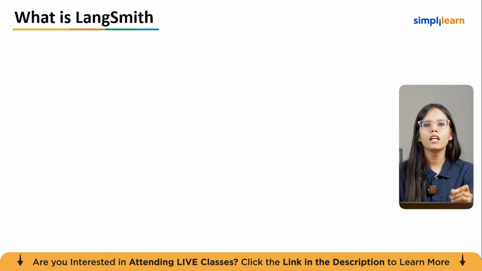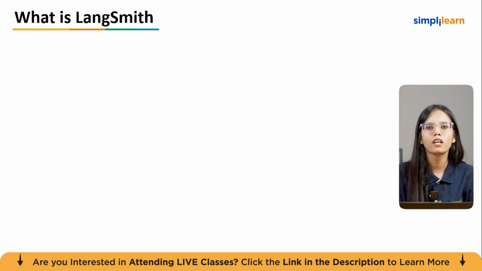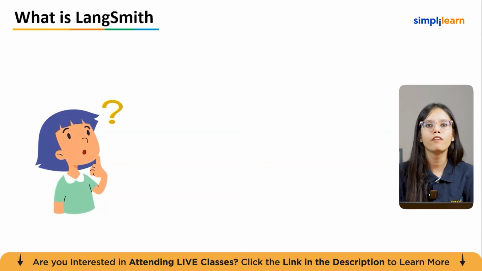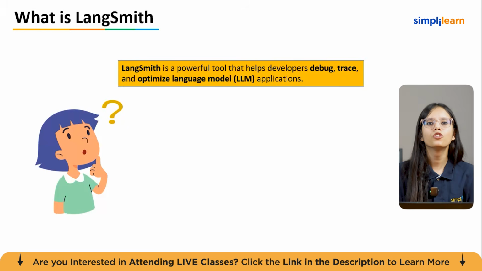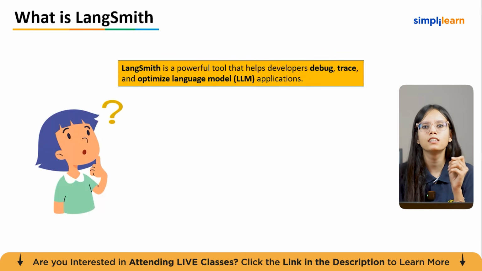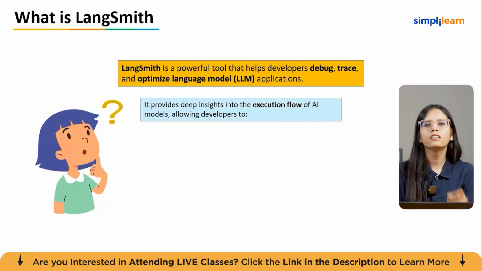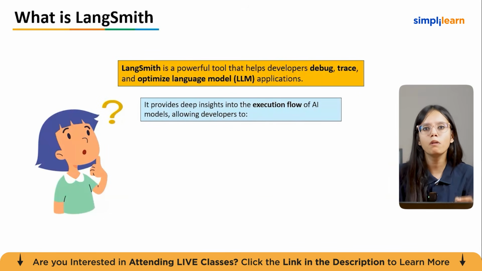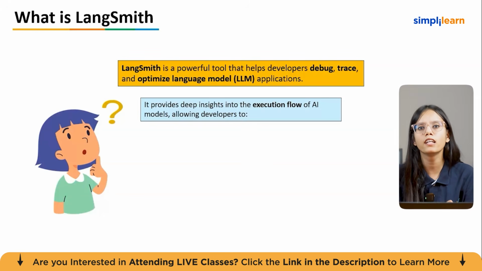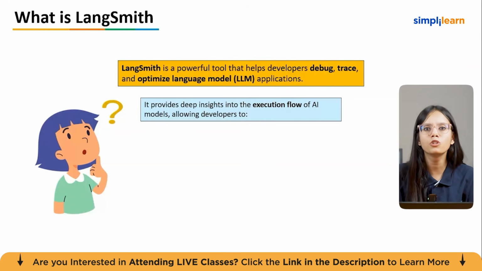Now that we are familiar with the basic concepts, let's dive into today's main topic, that is LangSmith. And we'll see how it can help you with your LLM projects. So LangSmith is a powerful tool designed to help developers debug, trace, and optimize language models. It offers deep insights into the execution flow of AI models, enabling developers to track how data moves through the model, spot issues like hallucination, and improve performance.